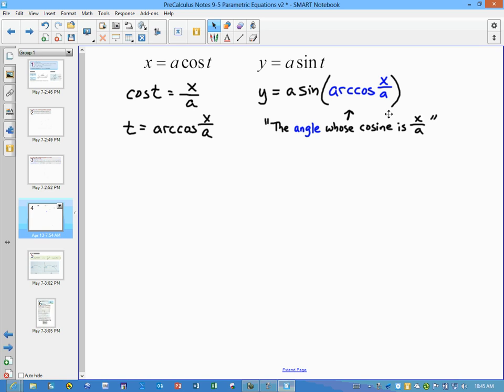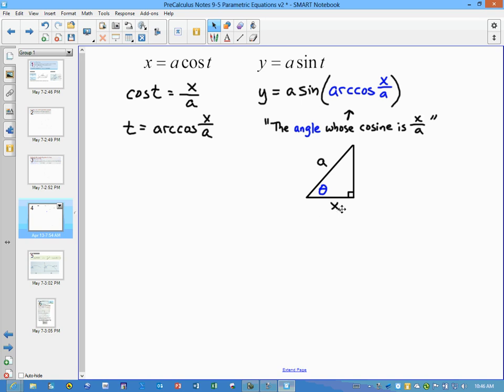Now, I can make a visualization of that. It's not the only way it can happen, but I can make a triangle with an angle that I'm going to call theta to make the notation a little easier. So I have an angle who, if I were to take the cosine of that angle, it would be adjacent over hypotenuse, which would be x over a. So this triangle is one possible triangle to represent that angle. Now the interesting thing here is I don't actually care what the measure of that angle is, because that's not what the equation is asking for. It wants the sine of that angle.